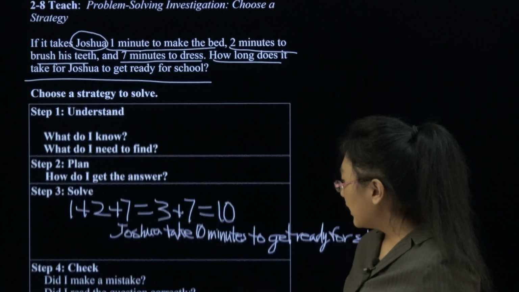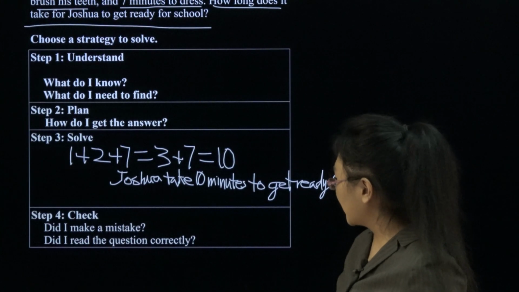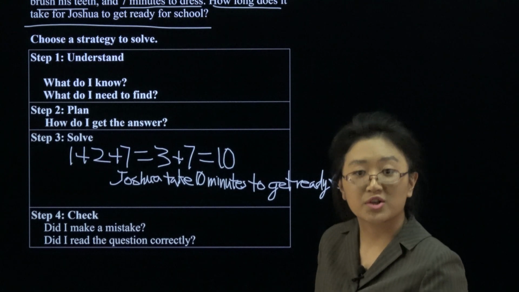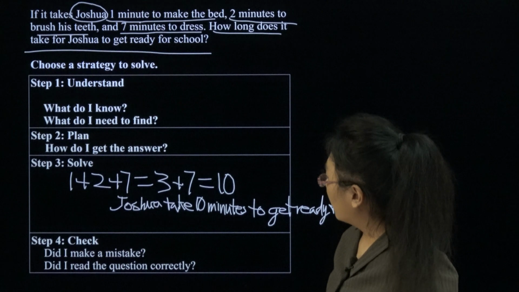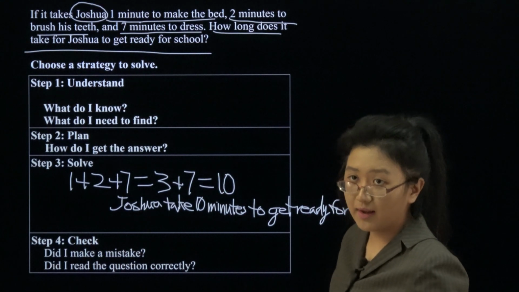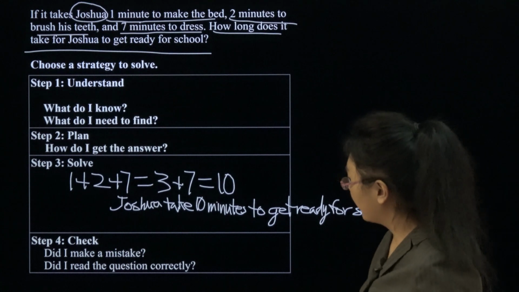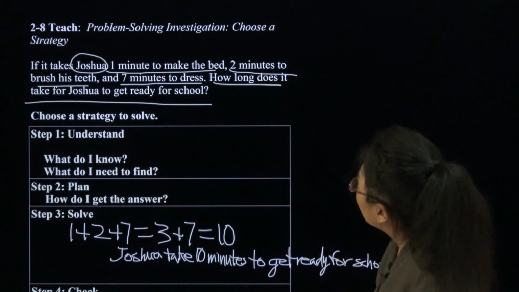Check. Did I make a mistake? Do I need to read the question again? Well, you always need to read the question again. So did I read the question correctly? Well, 1 plus 2 is equal to 3. And 3 plus 7 is equal to 10. So you did your math correctly. But did you read the question correctly? So it is Joshua, okay?